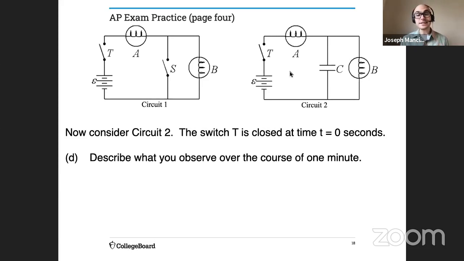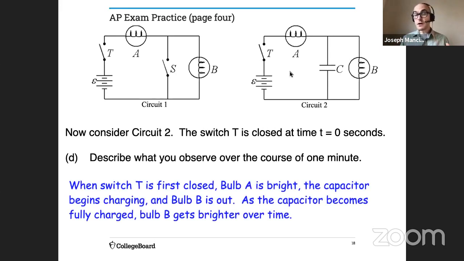It's really easy to stick electrons to the bottom plate of that capacitor or to pull electrons off the top plate of that capacitor. So once that switch is closed, bulb A lights right up. Bulb B is initially off. The capacitor is becoming charged over time.